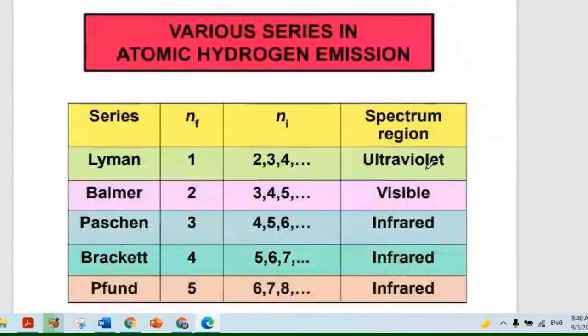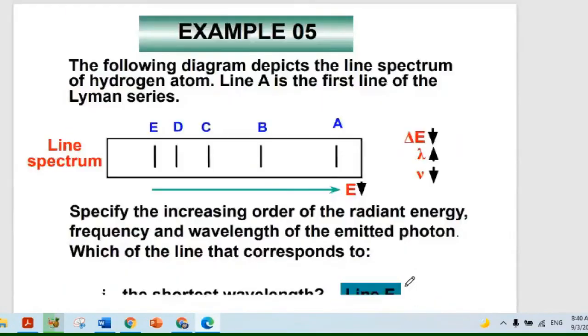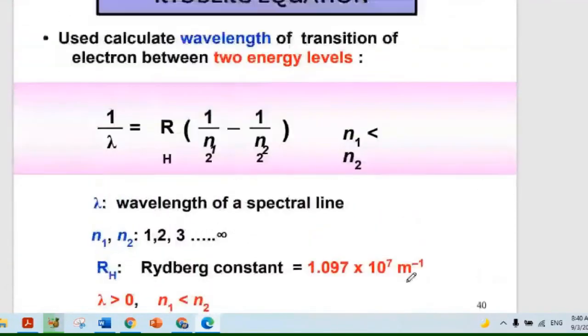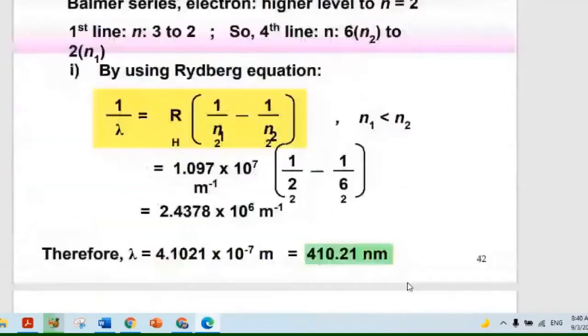Okay, this is what I said just now, the spectrum region. If you check the past year, the question keeps on asking which region this line belongs to, you should know. So Lyman, ultraviolet; Balmer, visible; Paschen, Brackett, Pfund, infrared. To identify the shortest, longest. This is the formula for 1 over lambda.